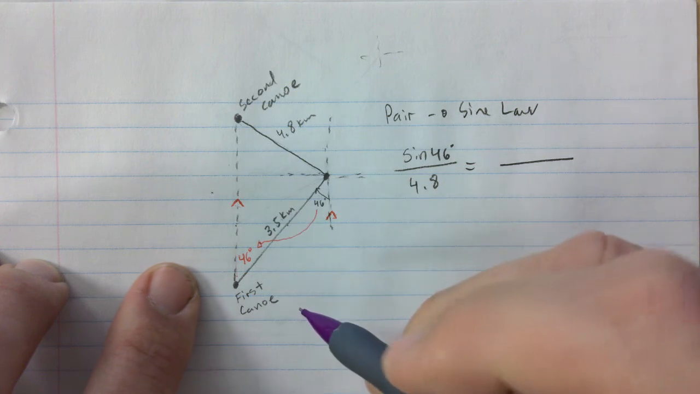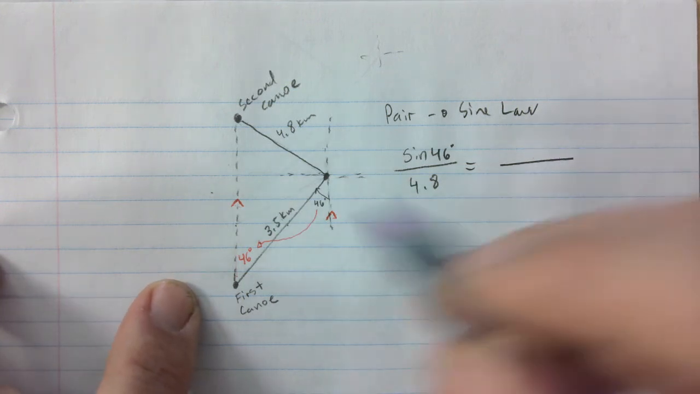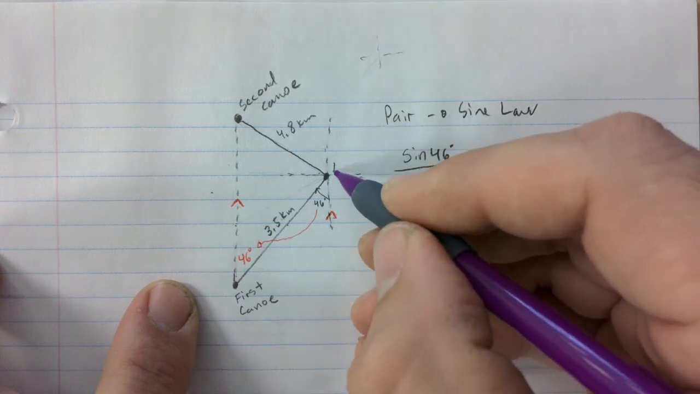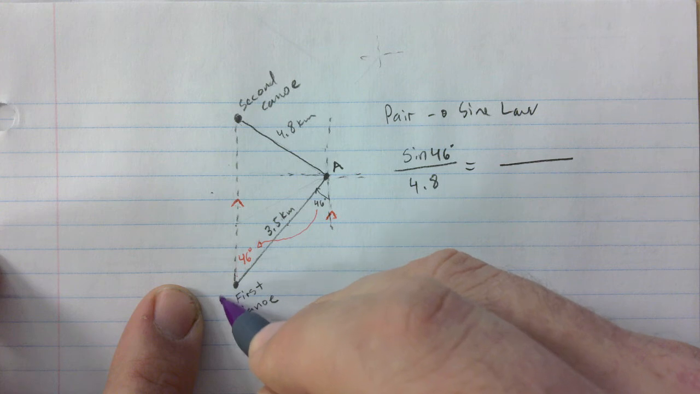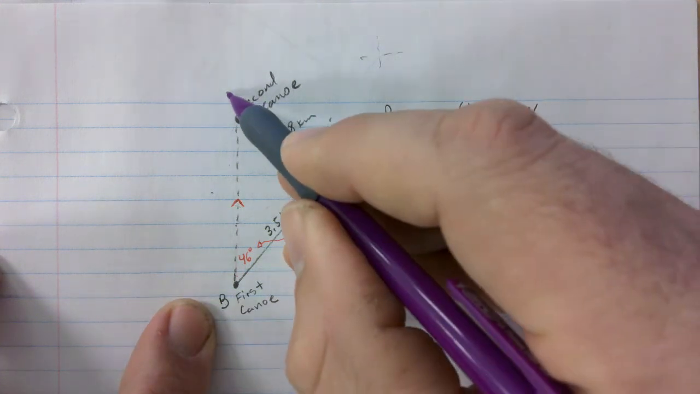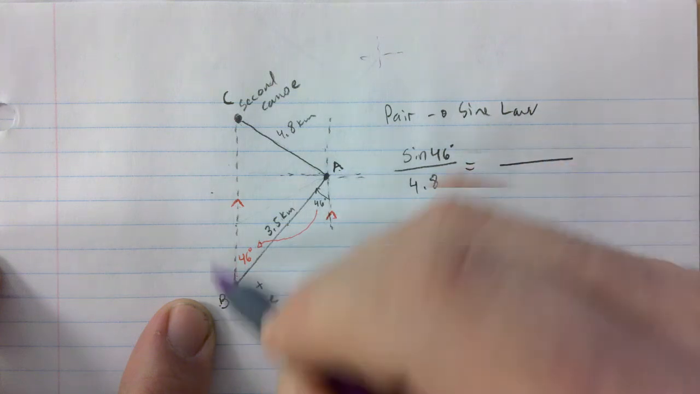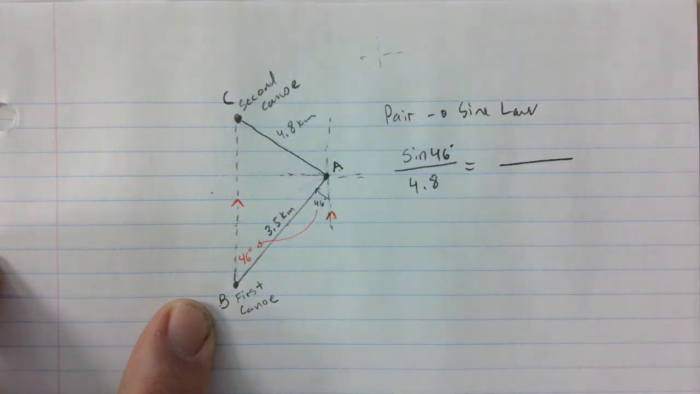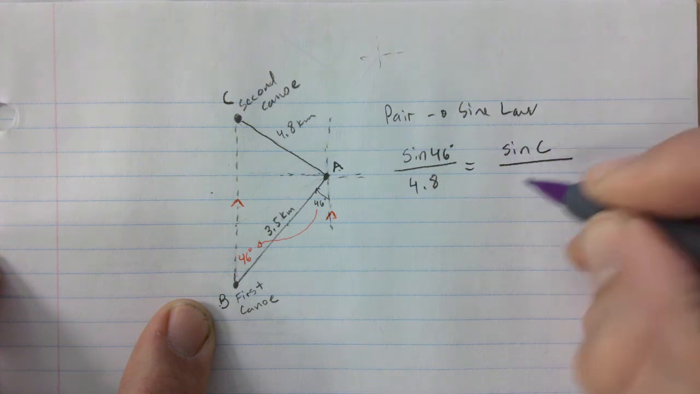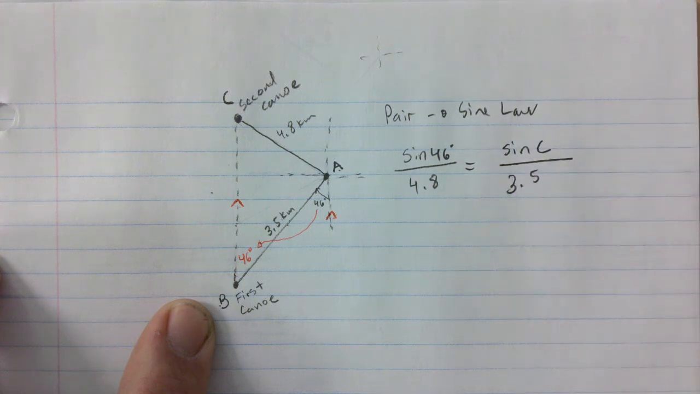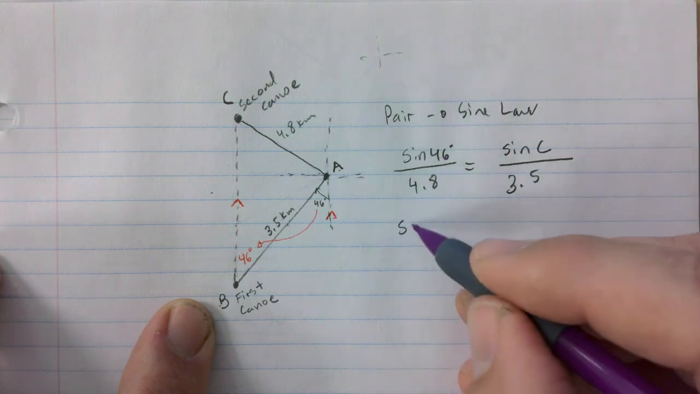Okay, let's put some labels on this before I even start. I don't know if we want to call this A because that was the starting point. Then we went B and then the second canoe came up here, right? You start with the dock, the first canoe, then the second canoe. So there we have it. Okay, so we're going to go sine of C over 3.5. Okay, we cross multiply. We know we're going to have to use the inverse.